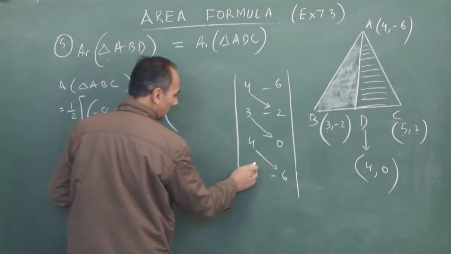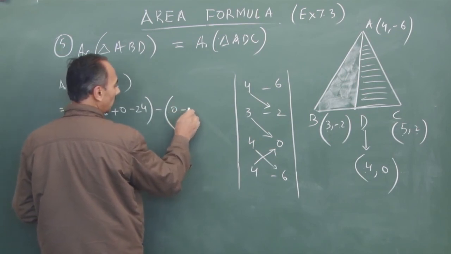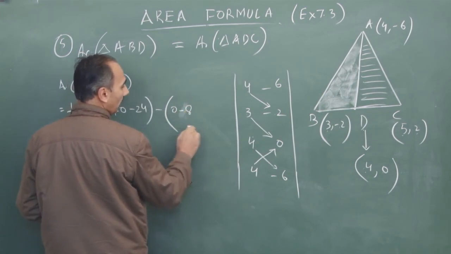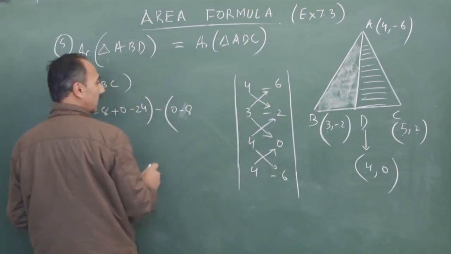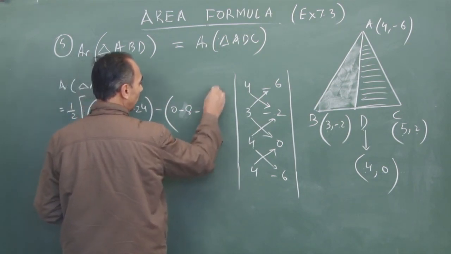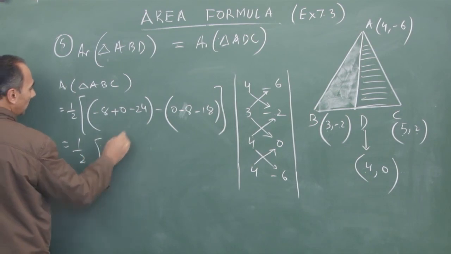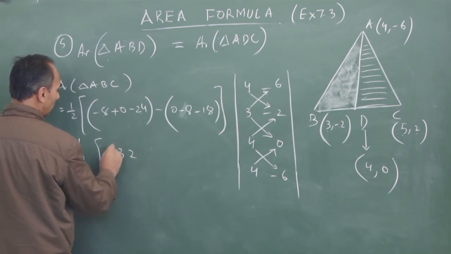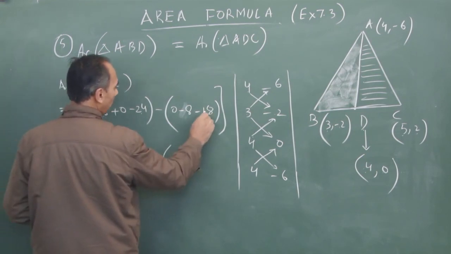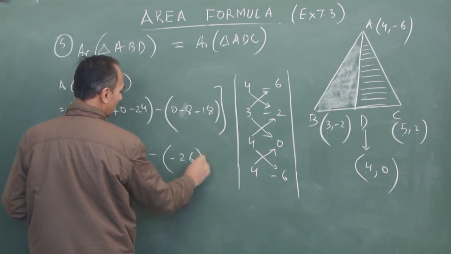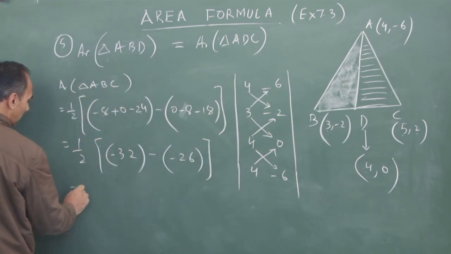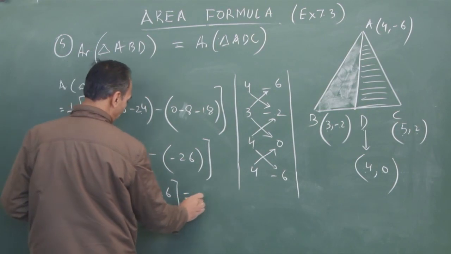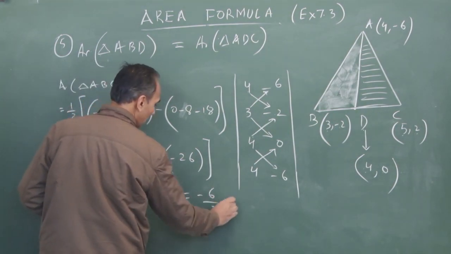Minus times, change the direction. This is 4 into 0, that's 0, plus 4 into minus 2, that's minus 8, plus 3 into minus 6, that's minus 18. Okay? So this will be 1 half. 24 and 8, that's 32, minus 32. And this is minus times 18 and 8, that's minus 26. So let's simplify. This is 1 half of minus 32 plus 26. So that would be minus 6 upon 2, that's minus 3.